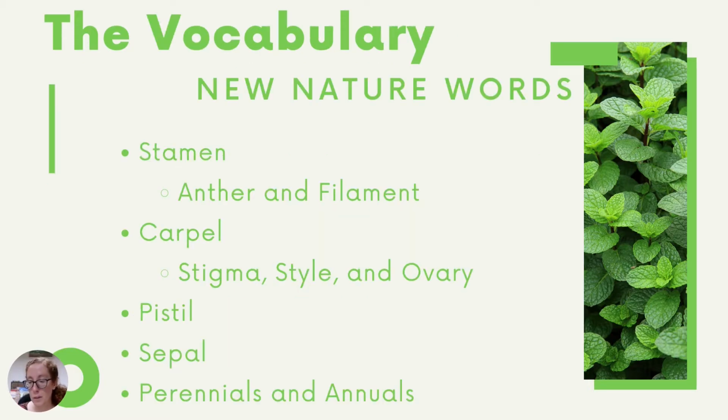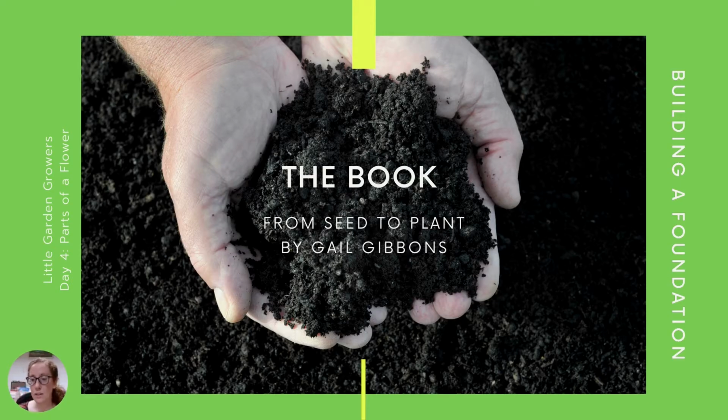Some of the words that we're going to be learning, and these are new words: the stamen, which is the male reproductive side of a flower, has the anther and the filament. The carpel or pistil has within it the stigma, style, and ovary and ovules. That's the female side of our plants and flowers. We're going to talk about what a sepal is and stems, and a little bit about perennials and annuals. So first, let's start with a book, From Seed to Plant by Gail Gibbons.